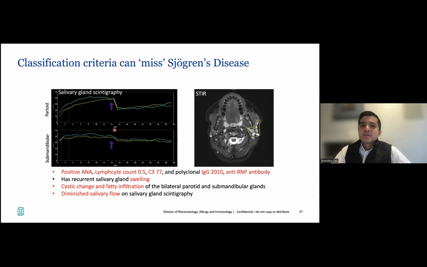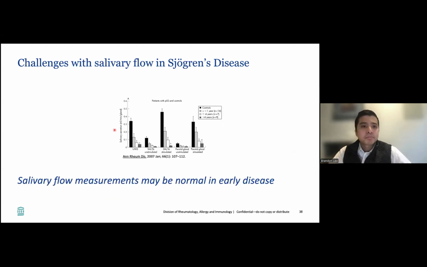So I think this was a great case of a patient who, if we just rigidly went by the book and said does not meet classification criteria, we would have actually missed a Sjögren's-like process for her.